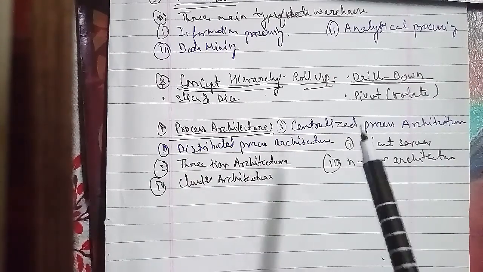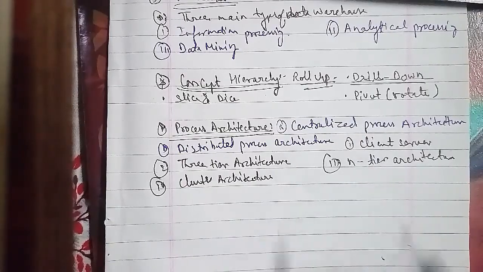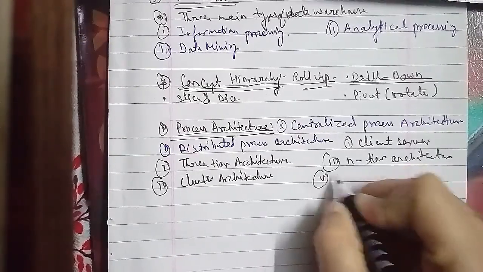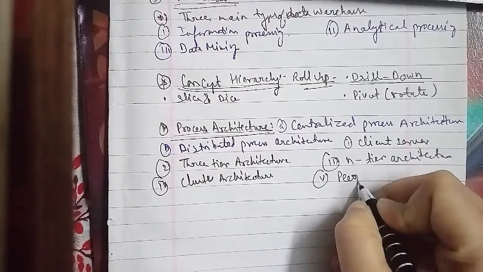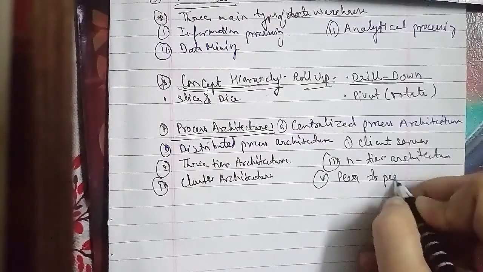Now we'll go ahead with the question: describe the three-tier architecture, or draw and explain the three-tier architecture of the data warehouse model. That has been asked for 10 marks.